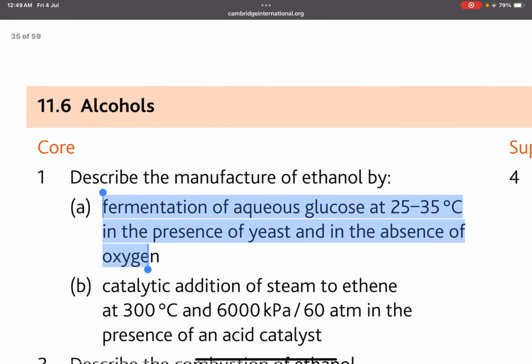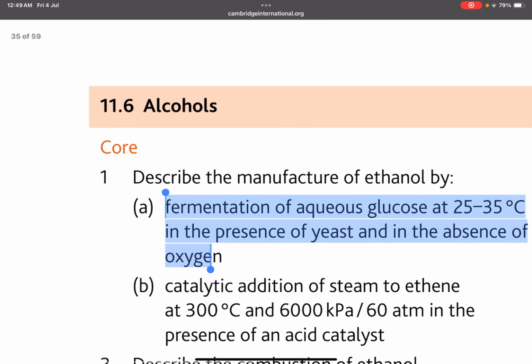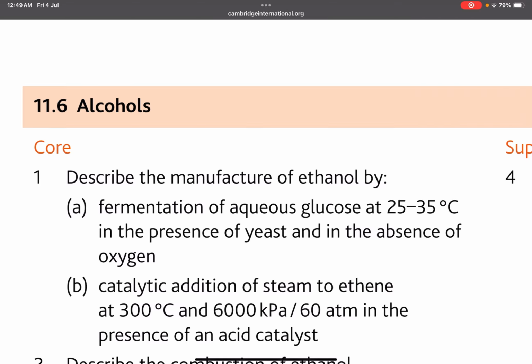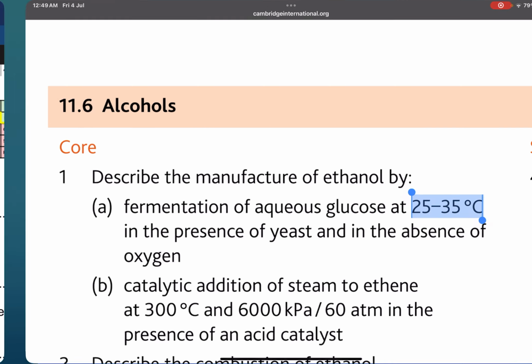The syllabus clearly mentions, it's highlighted, that you describe the manufacture of ethanol by fermentation of aqueous glucose at 25 to 35 degrees Celsius in the presence of yeast and absence of oxygen, okay? These are the conditions, and the temperature is 25 to 35. So any temperature in between should technically be correct. The typical temperature is 25 to 35, okay?